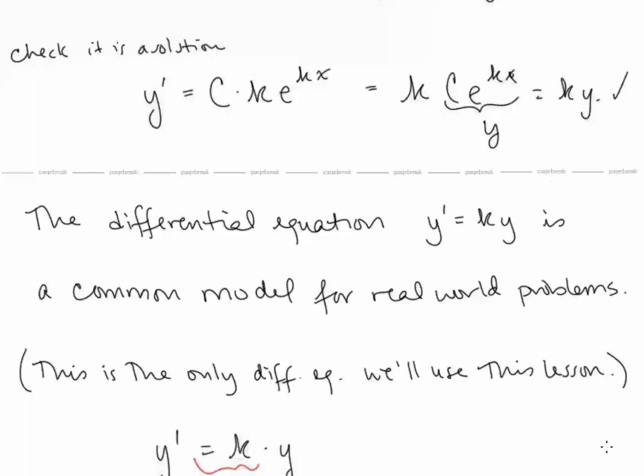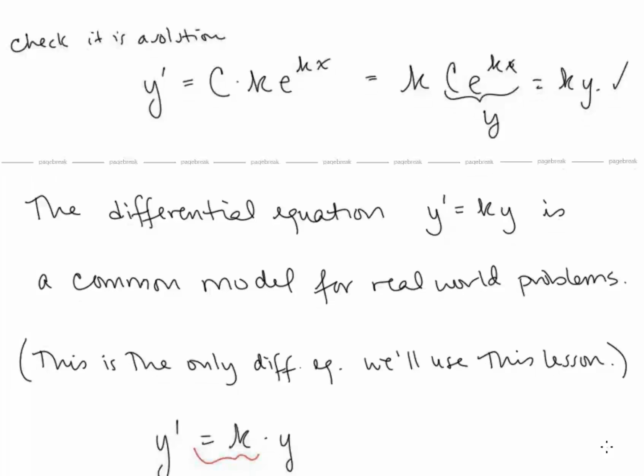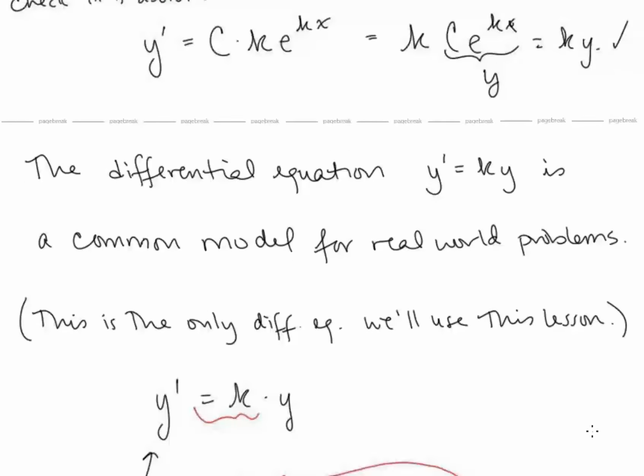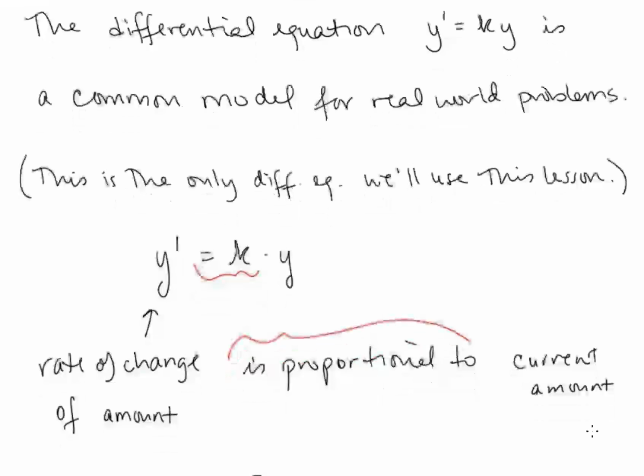This differential equation, y prime equals ky, is a common model for real-world problems. And it's actually the only differential equation we'll be using in this lesson. So let's take a look at what y prime equals ky is saying. It's saying that the rate of change of the amount y is proportional to the current amount.